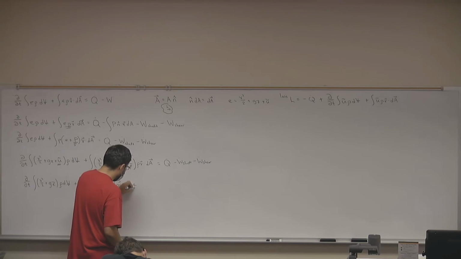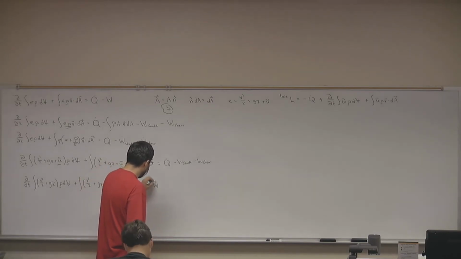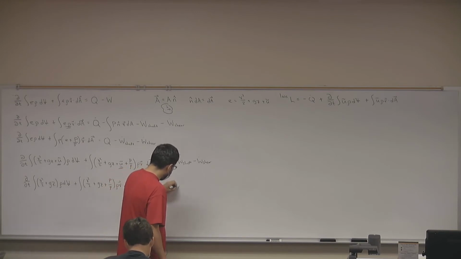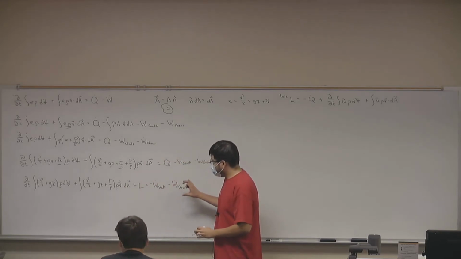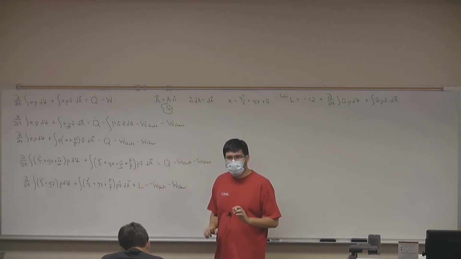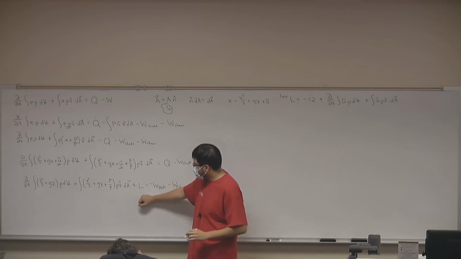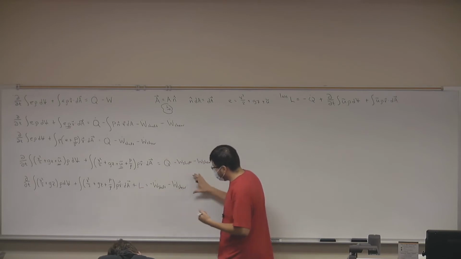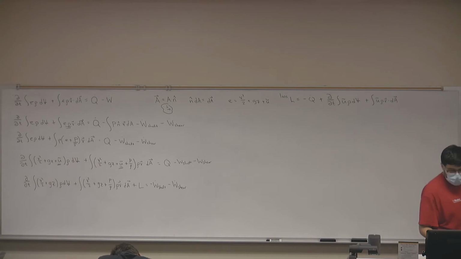Plus my losses, and all that should equal my shaft work and my shear work. A little bit more manageable. We're not quite there yet, but a little bit more manageable. We set everything that we cannot use for our purposes as loss. And then we have what's essentially a bit of a more manageable equation.